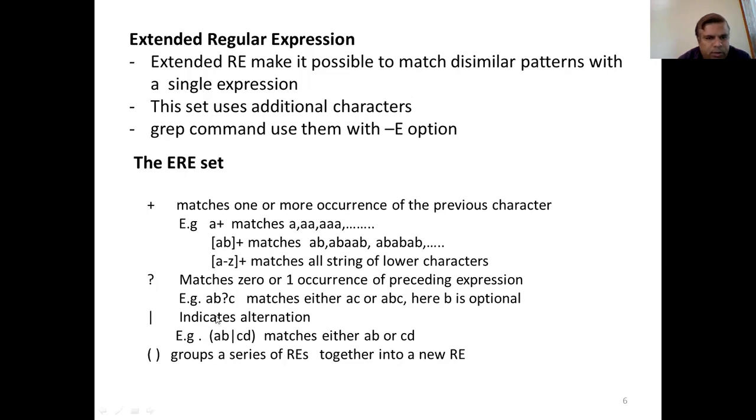Here B is optional. Then the vertical bar indicates alternation. So here is the example AB bar CD. It matches either the preceding expression AB or the following expression CD. And to group them in a single regular expression, you use parentheses. So the next character subset, parentheses, groups a series of regular expressions together into a new regular expression.